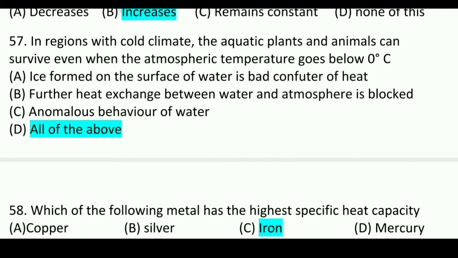In regions with cold climate, the aquatic plants and animals can survive even when the atmospheric temperature goes below 0 degree. So the options are: ice formed on the surface of water is a bad conductor of heat; further, heat exchange between water and atmosphere is blocked; or C, anomalous behavior of water. Yes, the correct answer is all of the above.